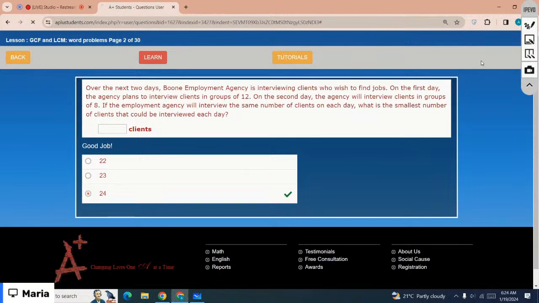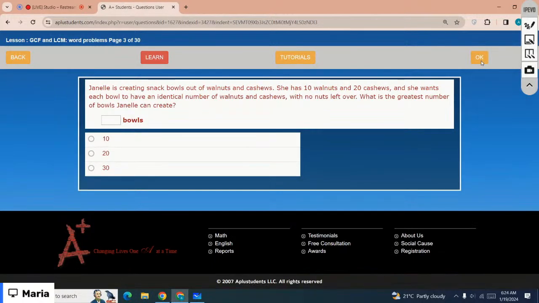Okay, the next one is Janelle is creating snack bowls out of walnuts and cashews. She has 10 walnuts and 20 cashews, and she wants each bowl to have an identical number of walnuts and cashews, but no cashews left over. What is the greatest number of bowls Janelle can create? So you have to find now the greatest number. That means you need to find the greatest common factor of 20 and 10.